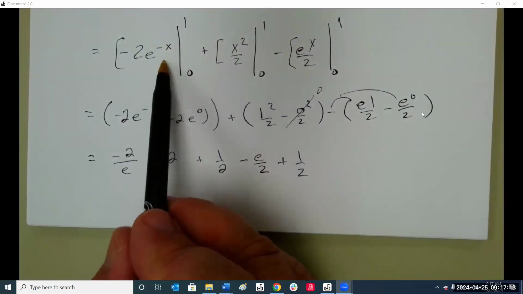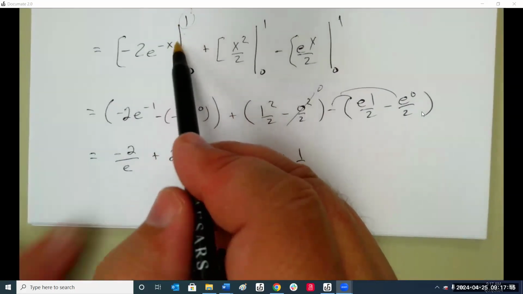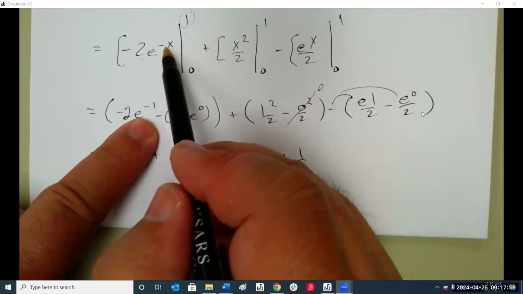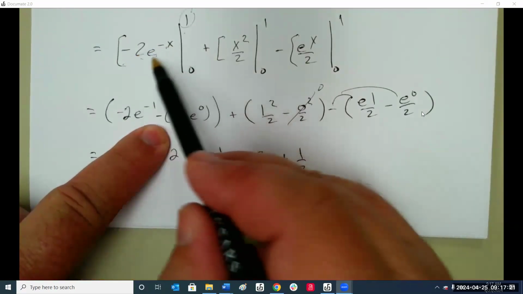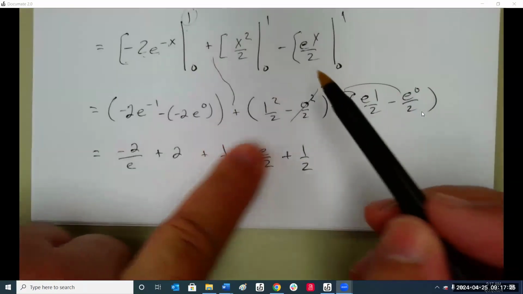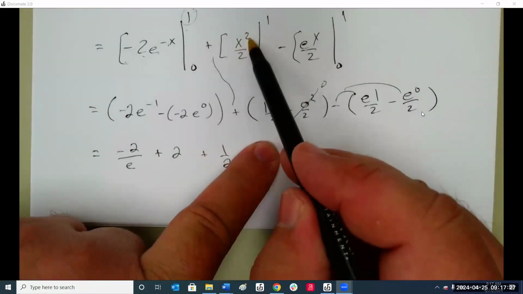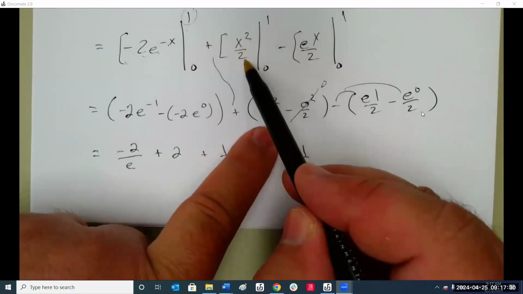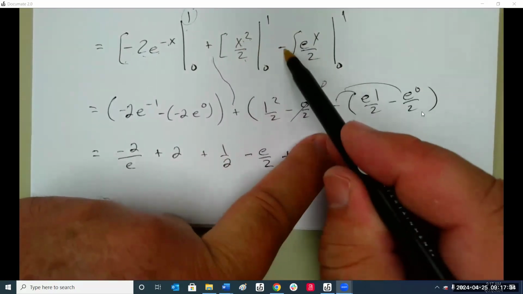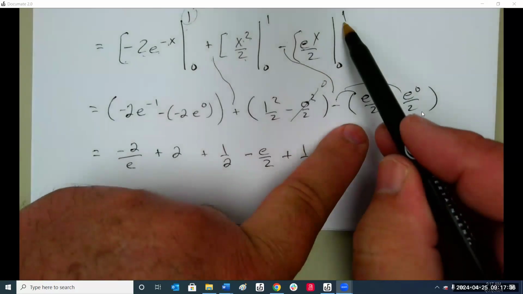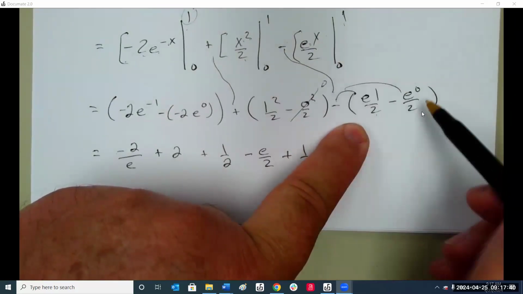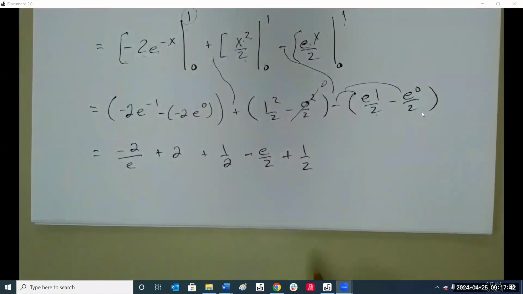All I did in this step, I plug in 1. So negative 2 e to the negative 1, minus negative 2 e to the 0, plus 1 squared over 2, minus 0 squared over 2, minus e to the 1 over 2, plus e to the 0 over 2.